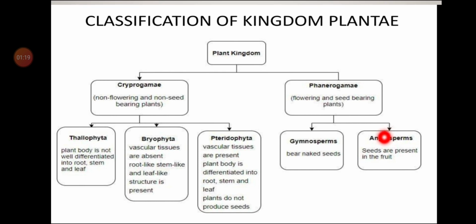Since your portion has been reduced, in the reduced syllabus the topic angiosperms has been deleted. So we have to study only up to gymnosperms: thallophytes, bryophytes, pteridophytes and gymnosperms. Last lecture we covered thallophytes. Today we will start with bryophytes. Let us start.